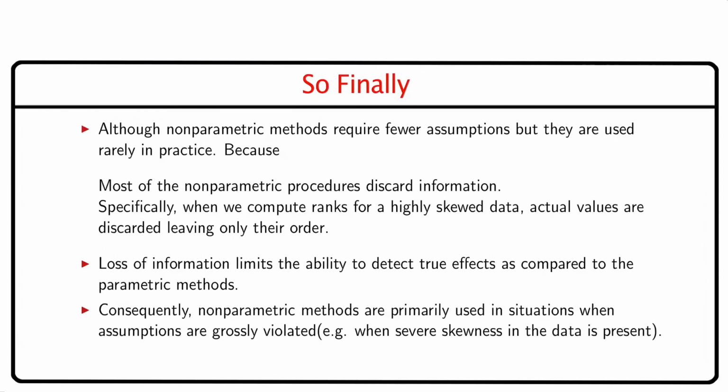Non-parametric methods are primarily used, or should be primarily used, in situations when assumptions are grossly violated, that is, when severe skewness in the data is present. If we find a sign of severe skewness in the data, we must use non-parametric methods. And if the deviation from normality or from symmetry is very nominal, we could use the normal t-test, and in that case the t-test will be efficient.